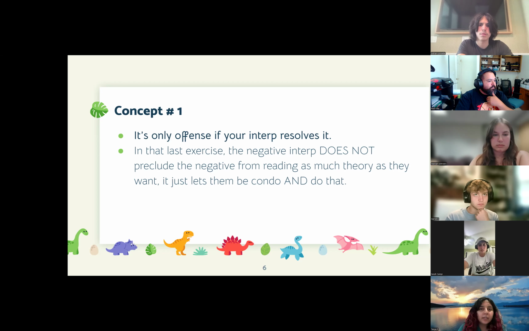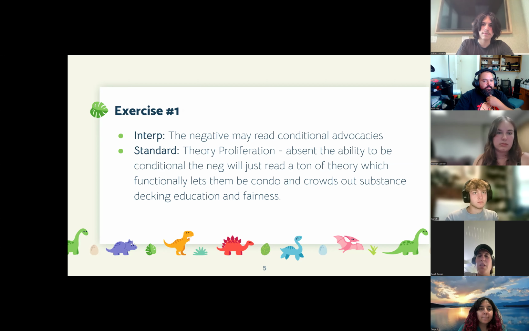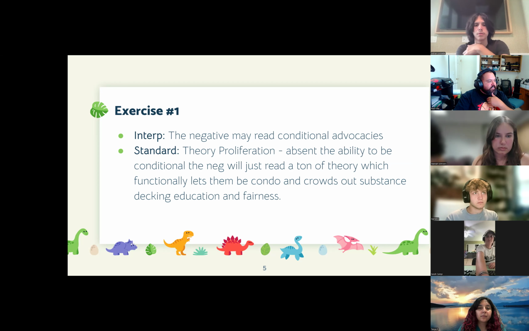Could we see the interp again? Yeah. Is it dispo being dispo? Well, if you're the neg, because in dispo you could still do the theory thing too. Yeah. So this is the interp. The negative may read conditional advocacies. How can you rewrite this interpretation so that you actually do solve for theory proliferation?